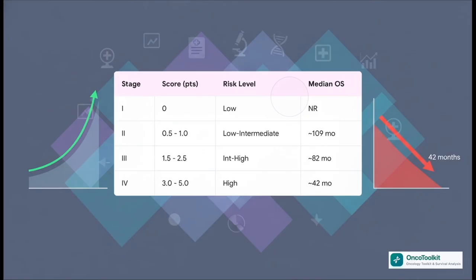And this is why every single one of those points matters. Take a look at this table, which is based on the D'Agostino 2022 data. It shows exactly how that score translates to prognosis, and the difference is just staggering. A stage I patient with 0 points has a median overall survival that hasn't even been reached. But a stage 4 patient with a score of 3 or more sees that median survival plummet to just 42 months. The stakes are incredibly high.